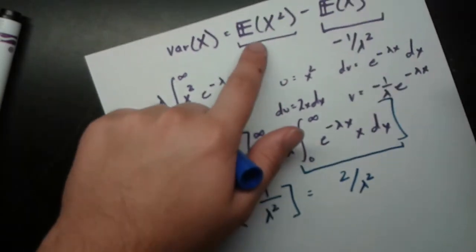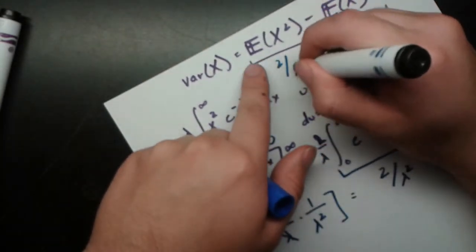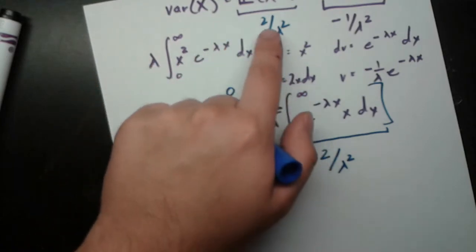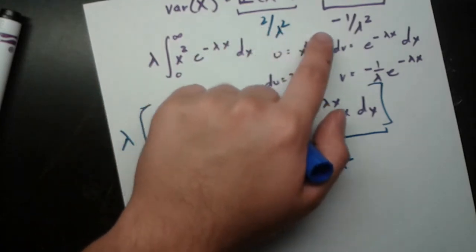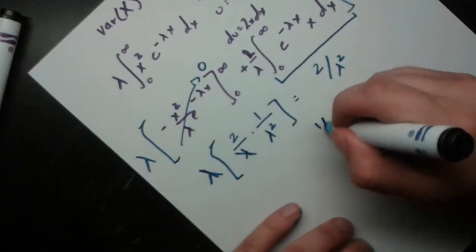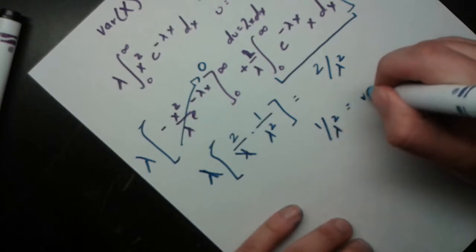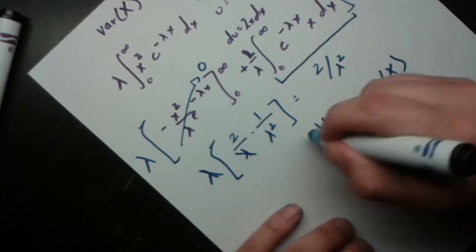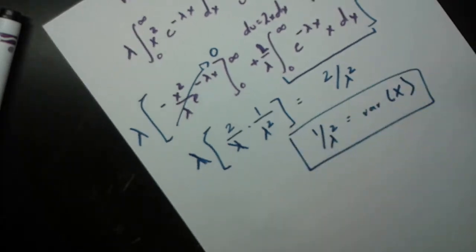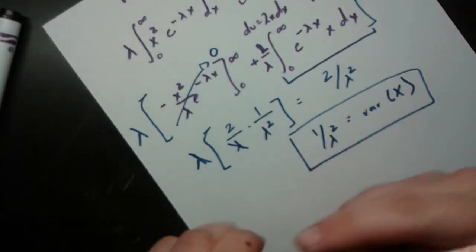So that is the expected value of x squared term right here. So all we have to do, 2 over lambda squared minus 1 over lambda squared gives us 1 over lambda squared. So this is equal to the variance of this exponential random variable right here. That's very nice. Now let's find the moment generating function. This won't give us too much trouble either.